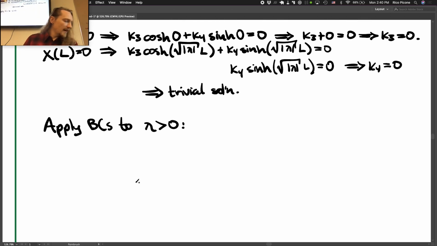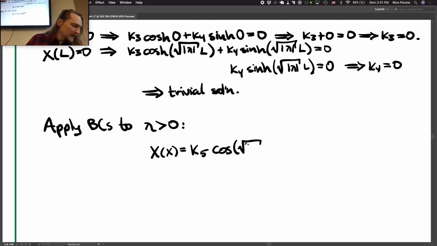So, in this case, we have X of x being equal to, we can rewrite the equation as k5 cosine of square root of lambda x, since lambda now is going to be positive, we can just leave it as lambda, plus k6 sine of root lambda x.